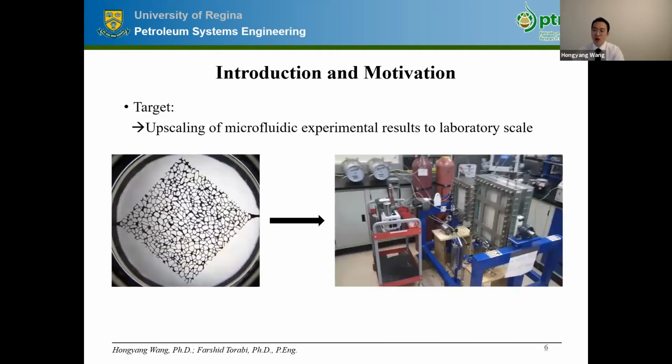And our main target is to upscale the microfluidic experimental results to laboratory scale results so that we can use it to upscale to a field scale in the future for its practicability.